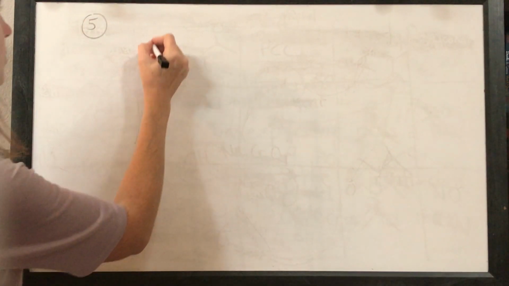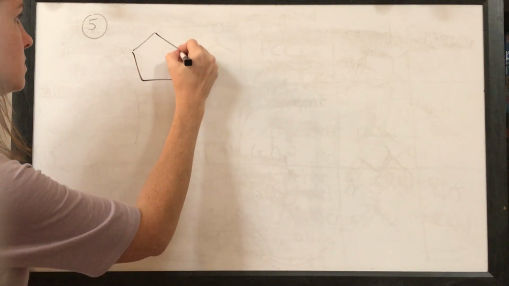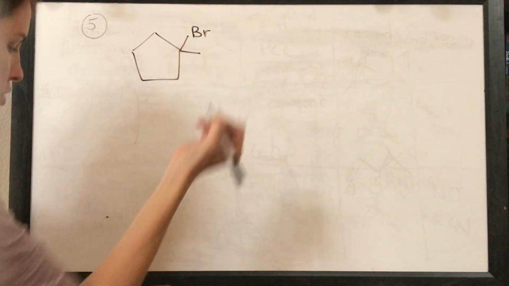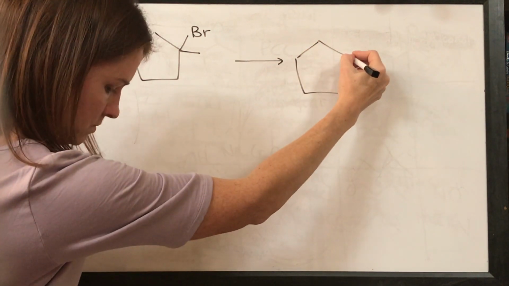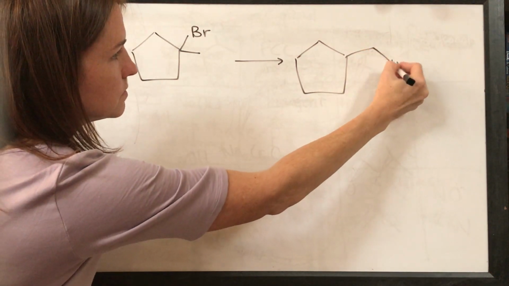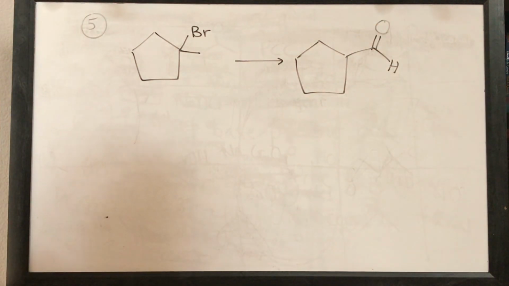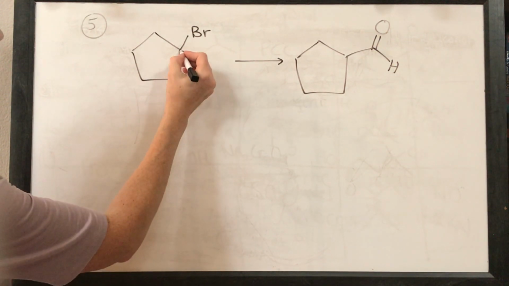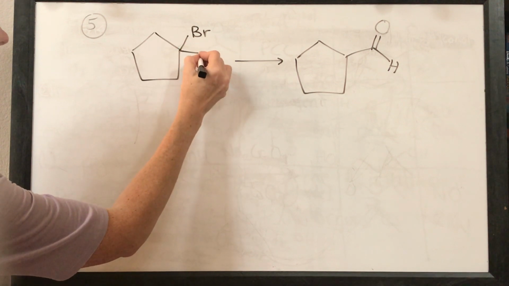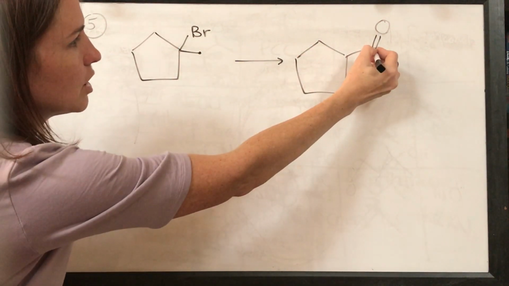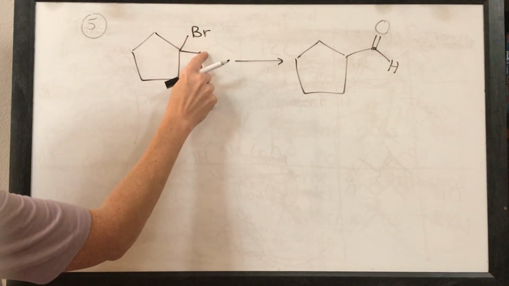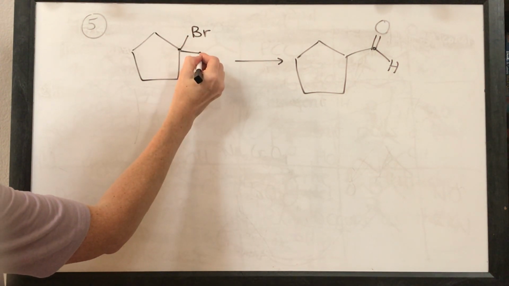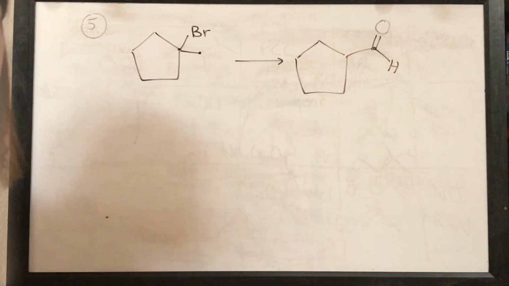Okay, so in number 5, we're asked to convert this tertiary bromide into an aldehyde. So I'm not changing the number of carbons in my molecule. It looks like I still have a 5-carbon ring and then a carbon here, 5-member ring and a carbon here. So I don't have to make any new carbon-carbon bonds. But it does look like I need to move my functional group over from this carbon over to this carbon. And I need to turn it into an aldehyde.